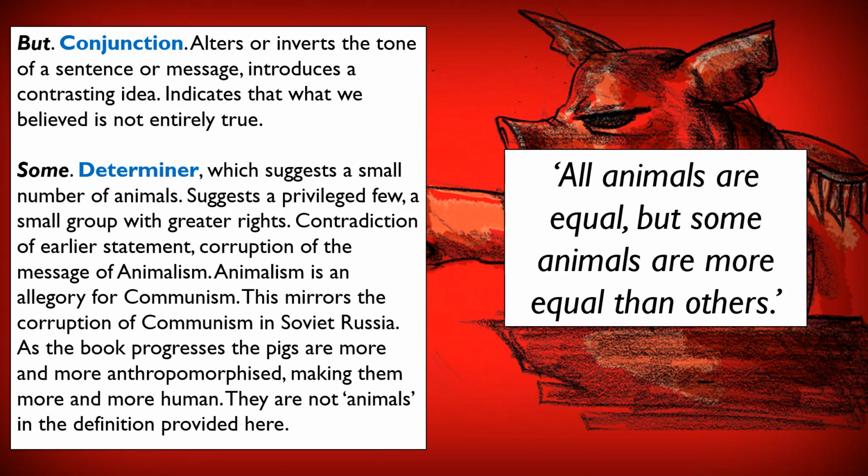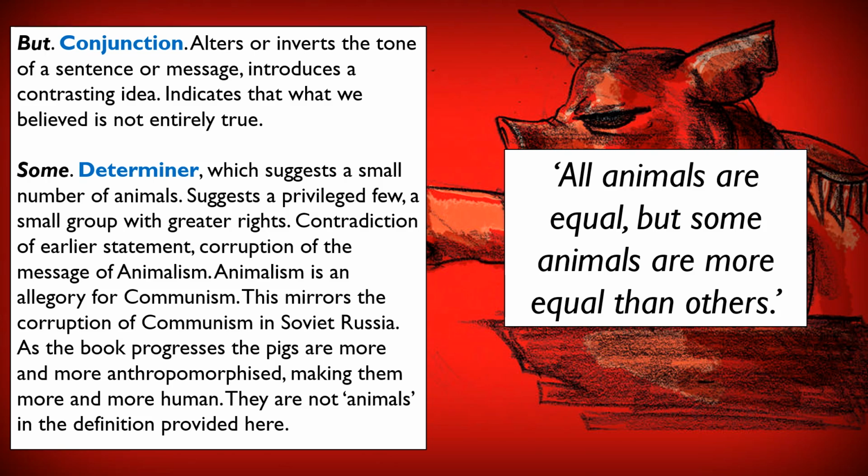So we had "all animals" and now we have "some animals." This suggests a small number then. "Some" suggests a small number, a privileged few, a small group of animals with more rights. It's a complete contradiction of the earlier statement, and it's a corruption of the message of animalism. Obviously, there's another allegory here. Animalism is an allegory for communism, and it mirrors the corruption of communism in Soviet Russia.